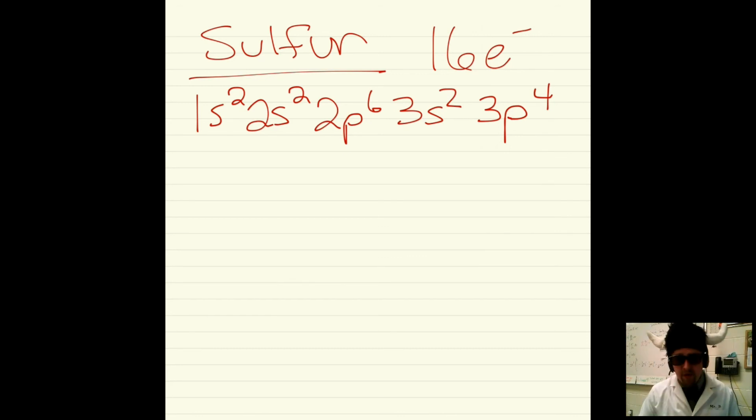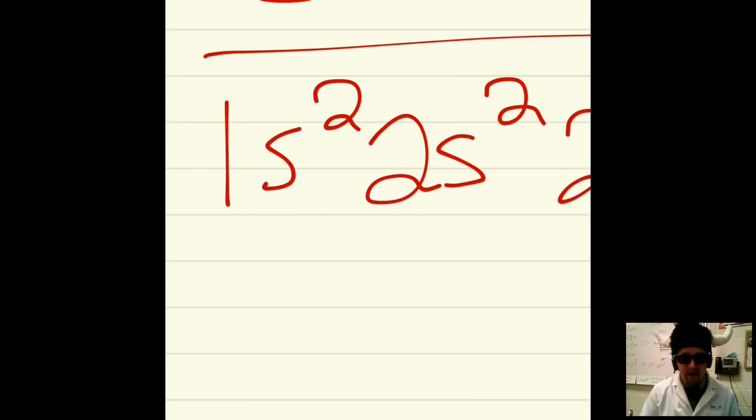Now I do the orbital diagrams, and I'm going to draw the boxes right underneath the electron configuration so that we can see the correlation between the configuration and the orbital notation. Every time I see an S, I put 1 box. Every time I see a P, I put 3 boxes. If I had a D, I'd put 5. If I had an F, I'd put 7.